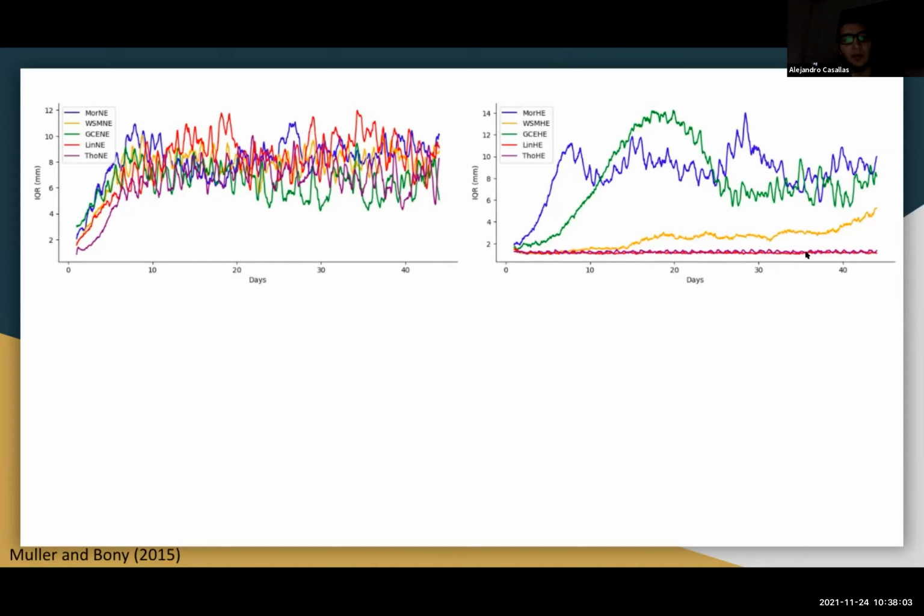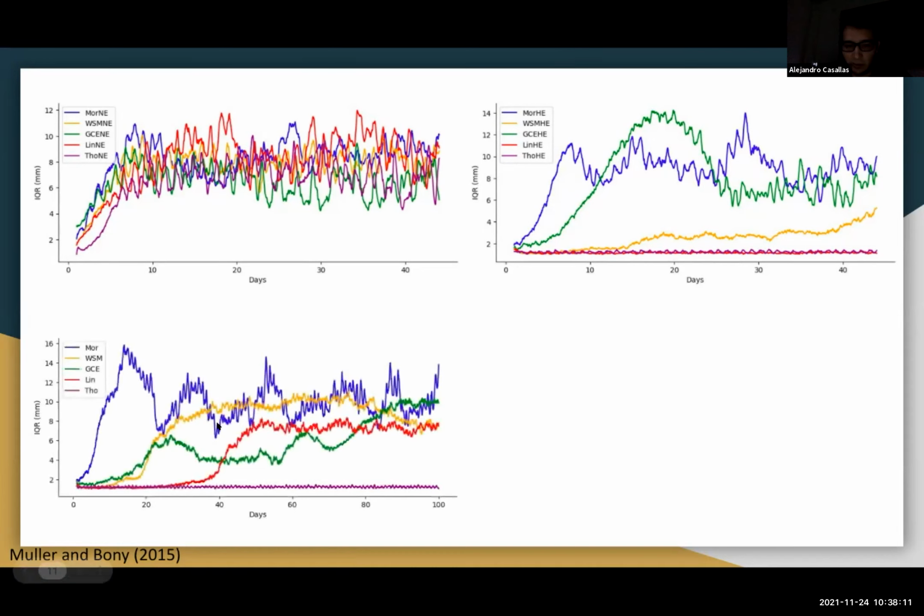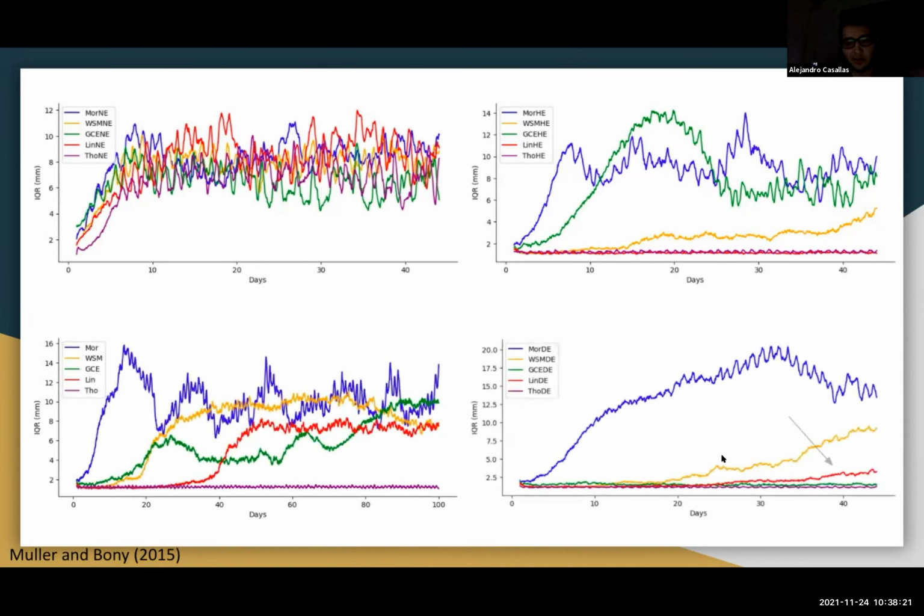And this is weird. Why is LEAN not organizing? And we don't know. But it's even weirder, because if you don't change the cold pools, you let them a little bit larger, you get organization. And if you double it, you get organization in LEAN, but not, for example, in GCE. That is what you would expect. And even Morrison organizes less than before. So why is this happening? Why is LEAN organizing if we double the evaporation of rain, but not when we halve it?